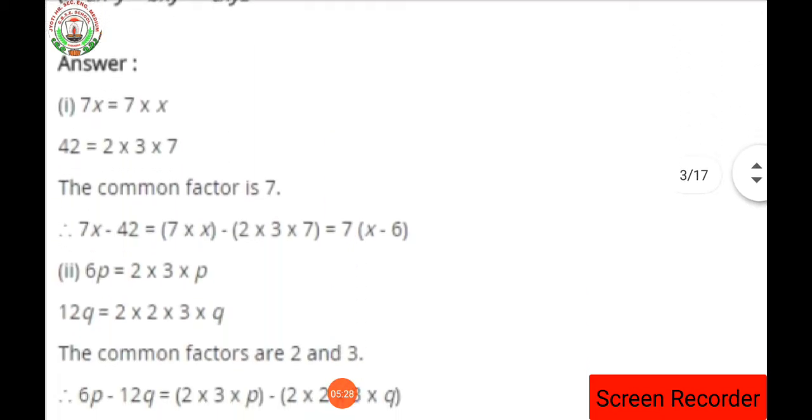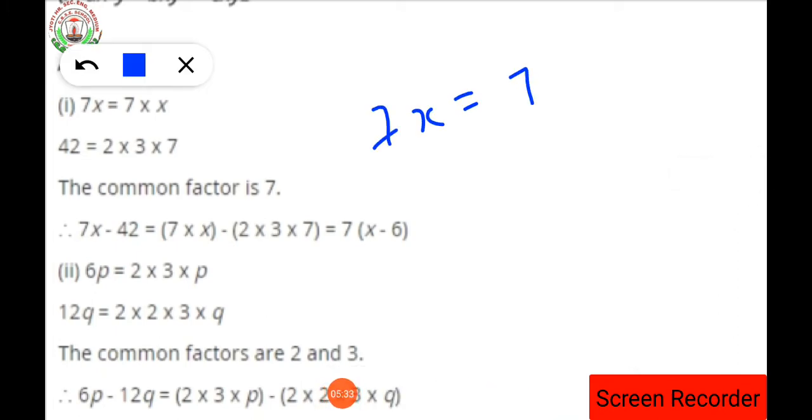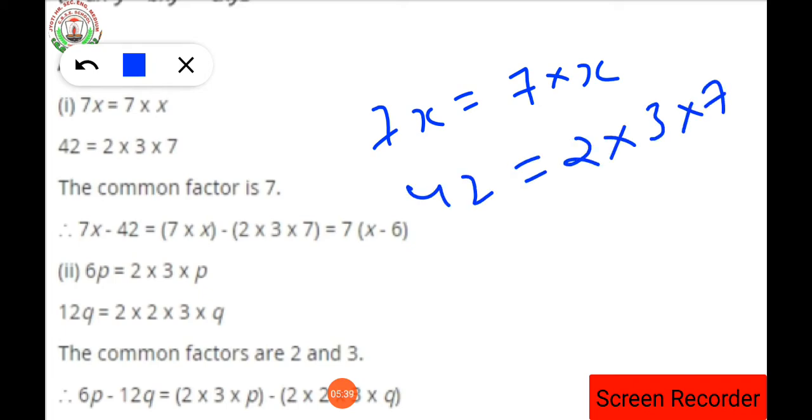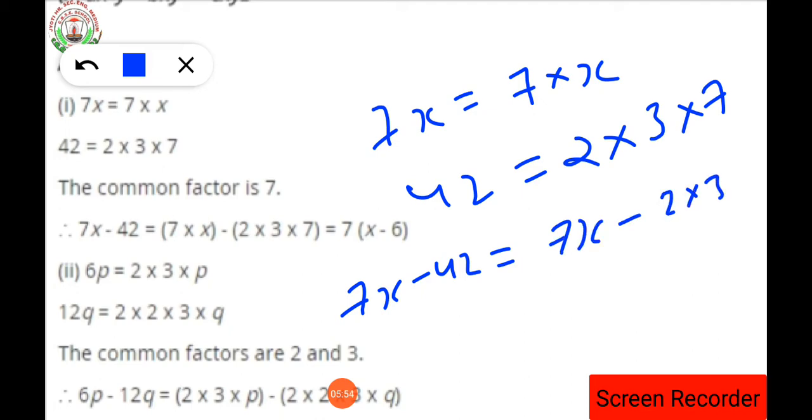Clear everyone? So look at once more. 7x we are having, that can be written as 7 into x. 42 we are having, that can be written as 2 into 3 into 7. This is the second method, or if you want, you can do the first method which I told you. So 7x minus 42 is equal to 7x minus 2 into 3 into 7. So taking 7 as a common, see what number is left out this way.